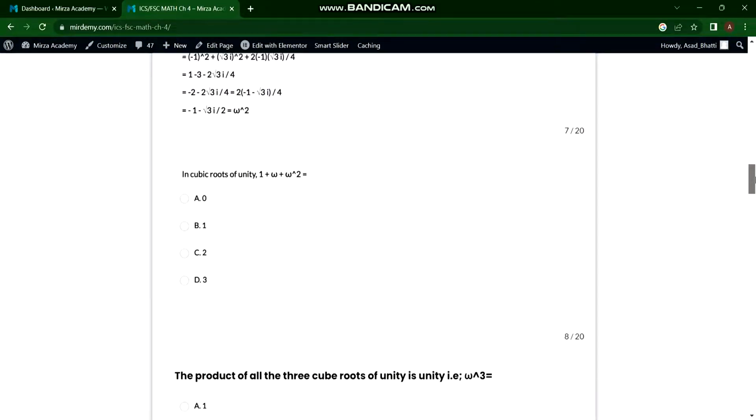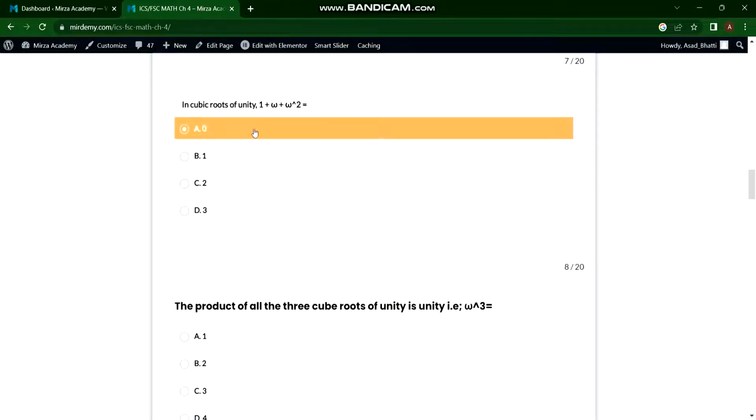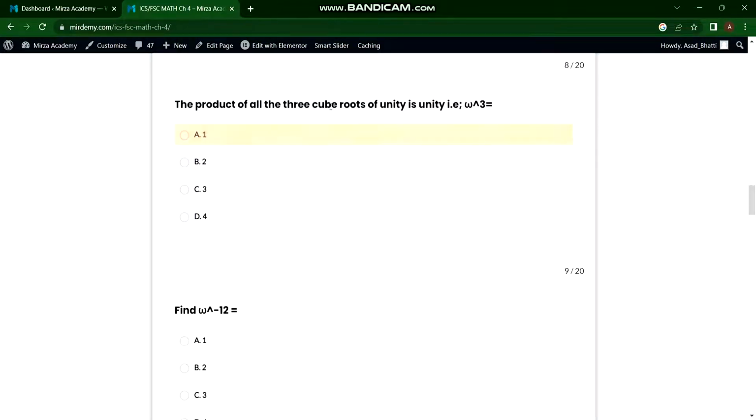The next MCQ: in cube roots of unity, 1 plus omega plus omega square is always equal to 0. So option A is correct. Next MCQ: the product of all the three cube roots of unity is unity, that is omega cube is always equal to 1. So option A is correct.